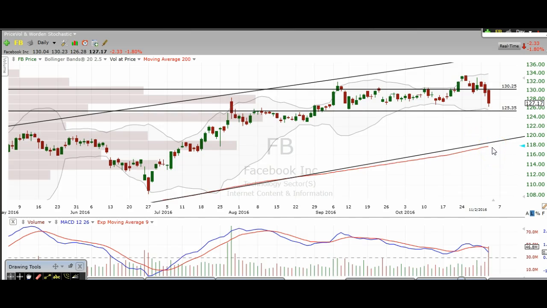Otherwise, if Facebook breaks below that level, it is definitely going to be in trouble here, because this is a trend that has been keeping Facebook up for several years. It's also the 200-day moving average as well. So it's a make or break level, and more than likely it at least gets a short-term bounce here in the next couple days. The next one we're going to take a look at is Chipotle.